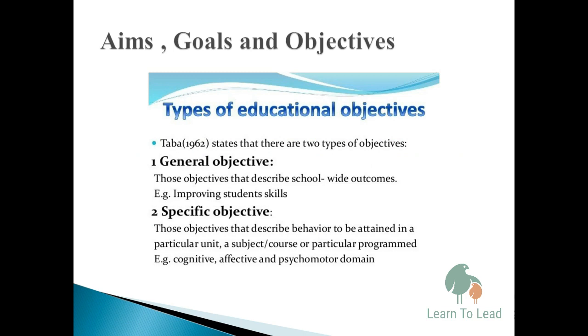Taba, 1962, identified two types of educational objectives: general objectives and specific objectives. General objectives are broad, overarching statements that shape the overall goals of education. For example, a general objective could be to foster critical thinking and problem-solving skills in students across all subjects and grade levels.